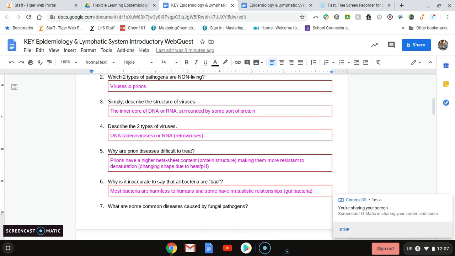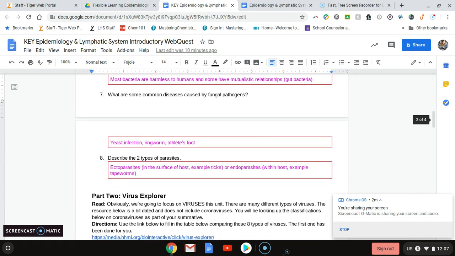Why is it inaccurate to say that all bacteria are bad? Most bacteria are harmless to humans. In fact, your colon, your gut is lined with bacteria that is needed. Your skin, you have staph all over your skin. So some of the bacteria in our body, we have a mutualistic relationship with.